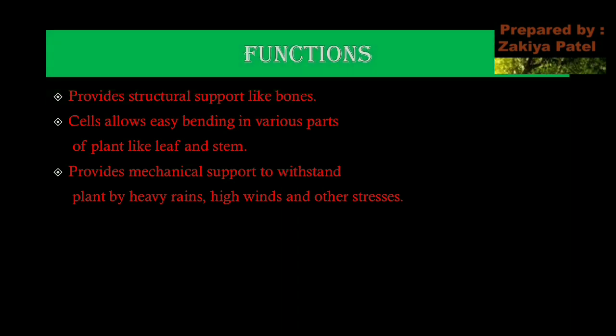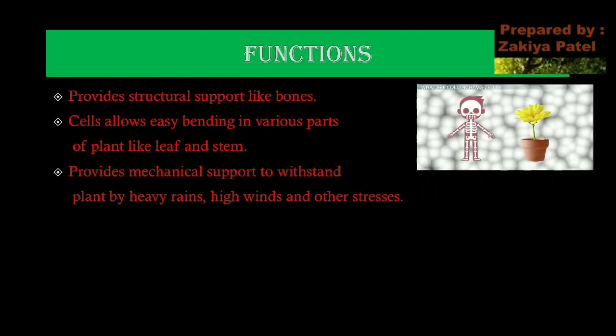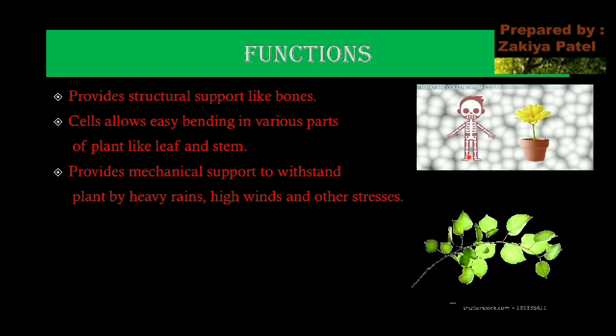Collenchymal cells provide structural support, protecting the plant by serving as an inner framework, much like bones do for humans and animals. This is the main function of collenchymal cells. Second thing is that the cells allow easy bending in various parts of the plant like leaf and stem. Many of the plants you have seen, dear students, have bended branches, bended stems, sometimes bended leaves. So this bending property is provided by the collenchymal cells.